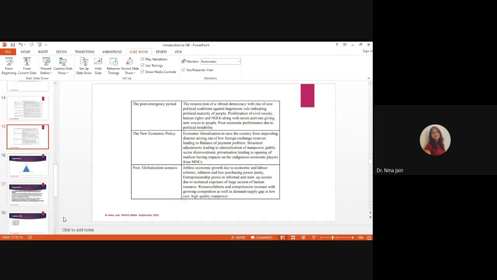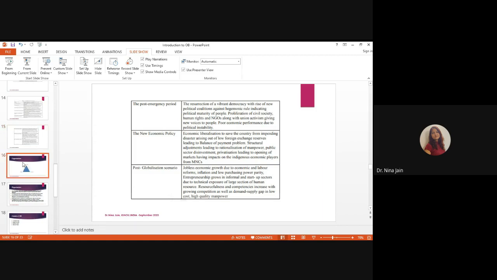Clear? This is all about evolution actually, and the concept of organizational behavior. Let's move to our last topic. I think for block one, if you study this, it would be enough.